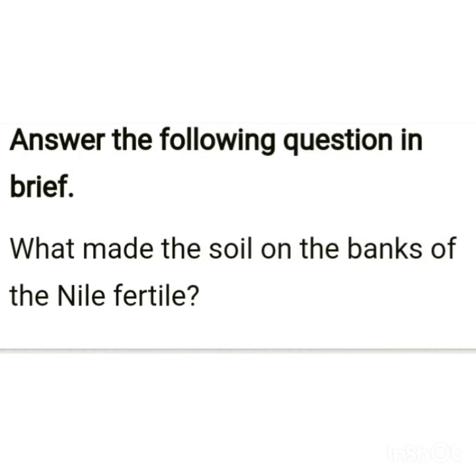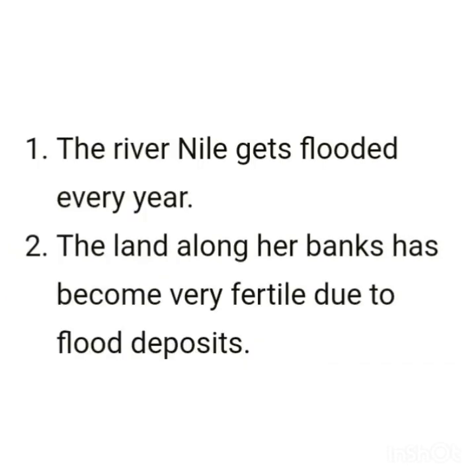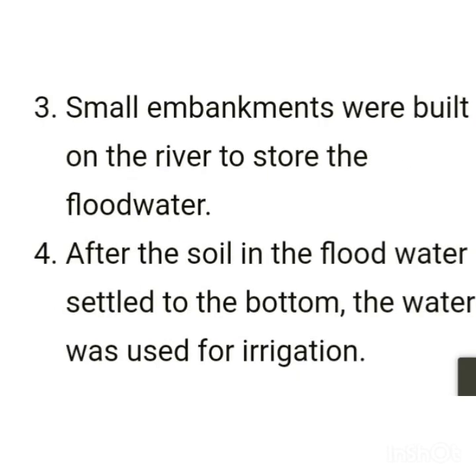What made the soil on the banks of the river Nile fertile? The river Nile gets flooded every year. The land along its banks has become very fertile due to flood deposits. Small embankments were built on the river to store the flood water. After the soil in the flood water settled to the bottom, the water was used for irrigation. Okay, these are the answers.